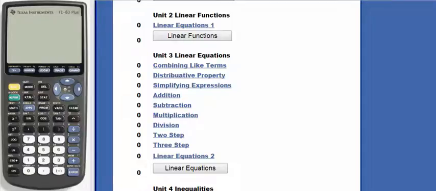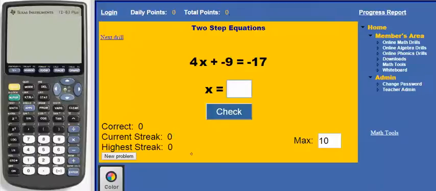All right, this video is for two-step equations. So I'm going to show this two different ways. First of all, the way we should do it, which is by hand. And then second of all, how to actually do this on the calculator. So both ways.